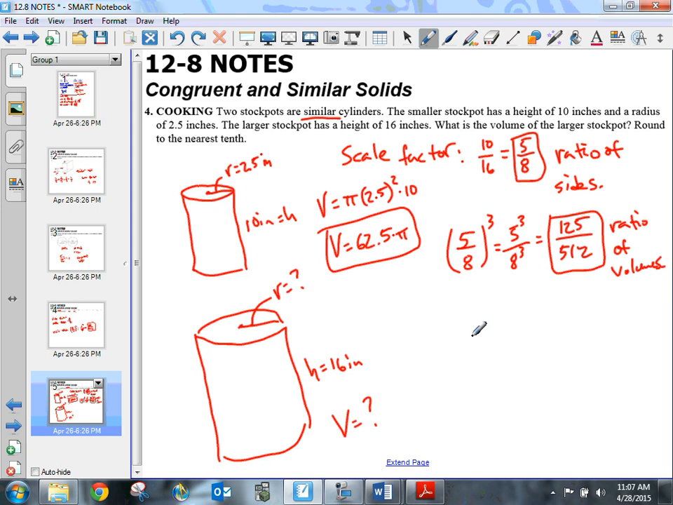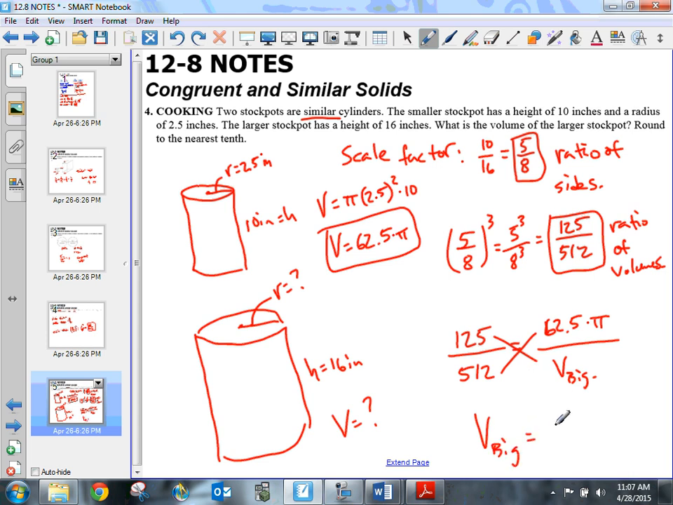So if I set up a new proportion here, if I say 125 divided by 512, then that's equal to the volume of my smaller one, which is 62.5 times pi, being divided by the volume of my big cylinder. So I could cross multiply and divide and solve for the volume of the big. All right, and if I cross multiply and divide that, I actually end up getting a volume of 804.2, and that's inches cubed.